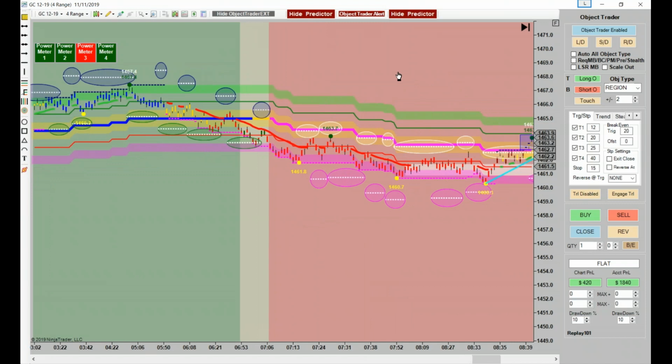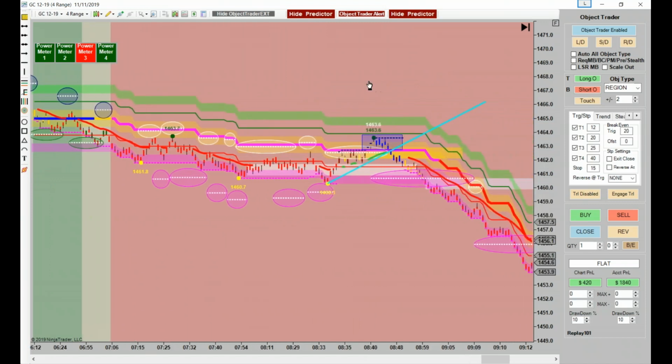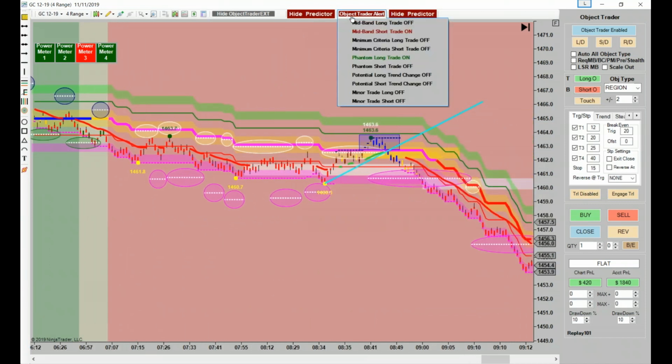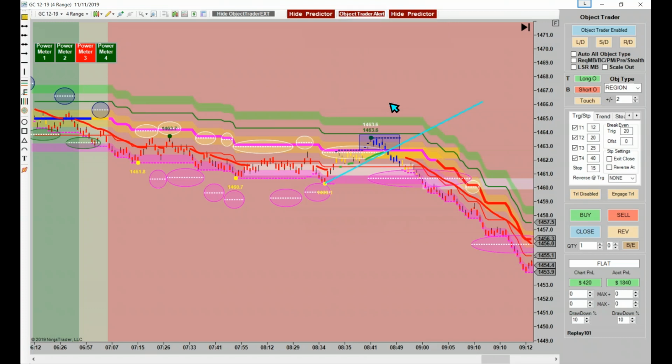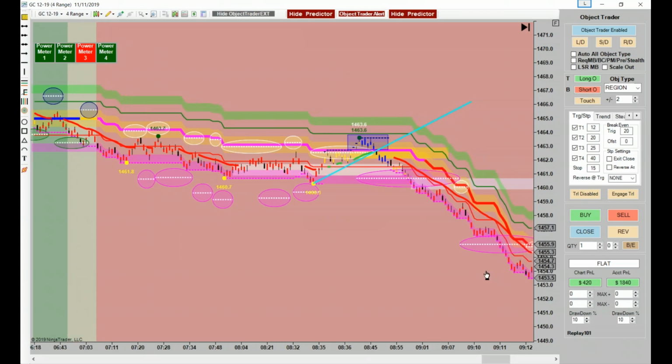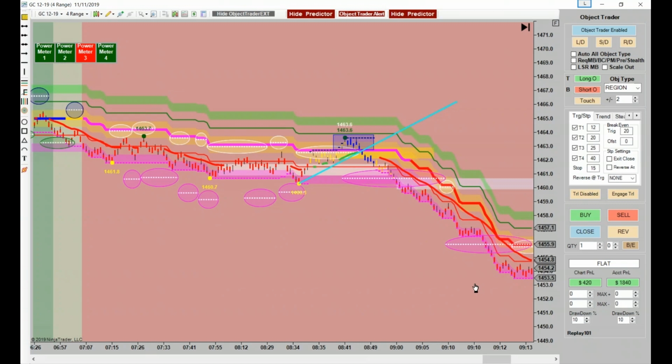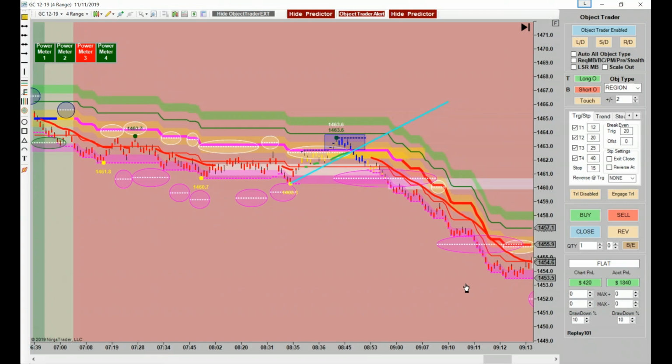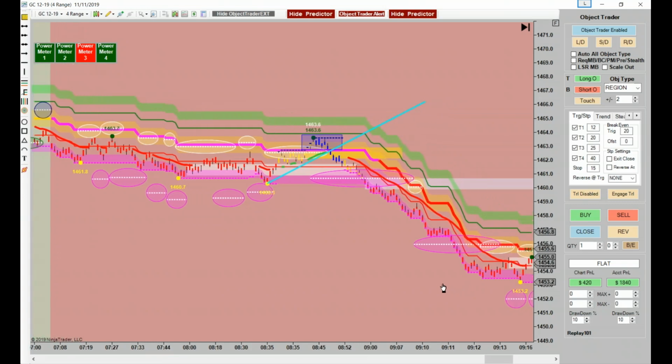I like them also. Let me show you one other thing and then we're going to wrap. I like them also because you can get out of a trade when they quit stair-stepping down, to give an example. Look at your minor trade short. All right, look at these little black bars flashing. See here, see here, see here, here, here, there.